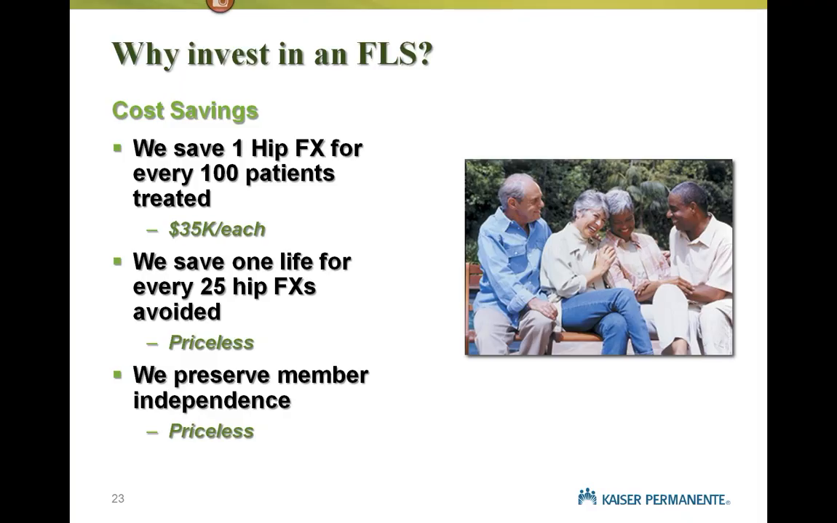So why do we use all these tools and resources? At Kaiser, each hip fracture costs us about between $35,000 and $40,000. We save one hip fracture for every 100 patients treated. If you only look at the economics, our saving one hip fracture for every 100 patients treated is a lot of money saved. We save about one life for every 25 hip fractures avoided. This is priceless. And to be able to preserve member independence is also priceless.